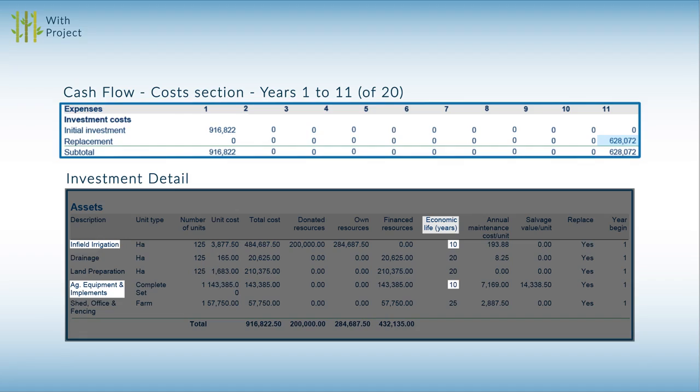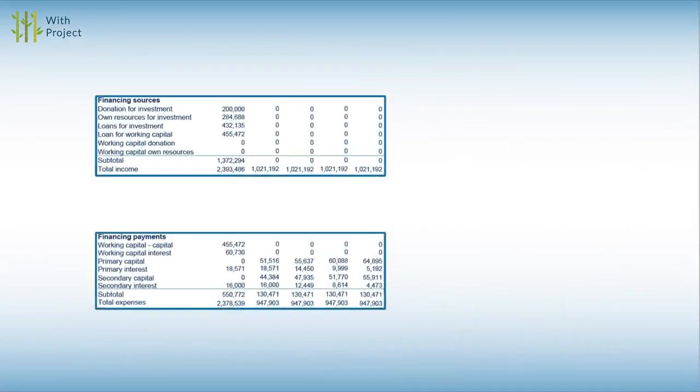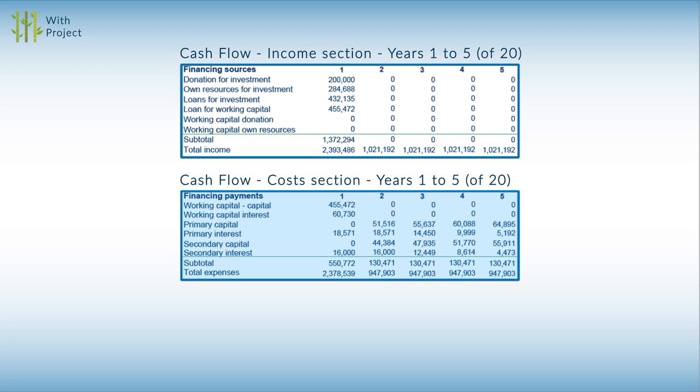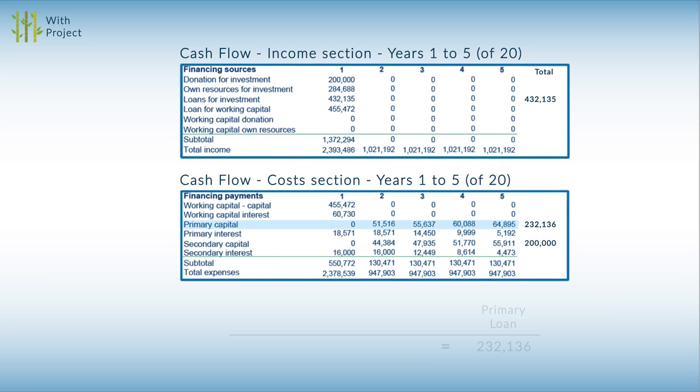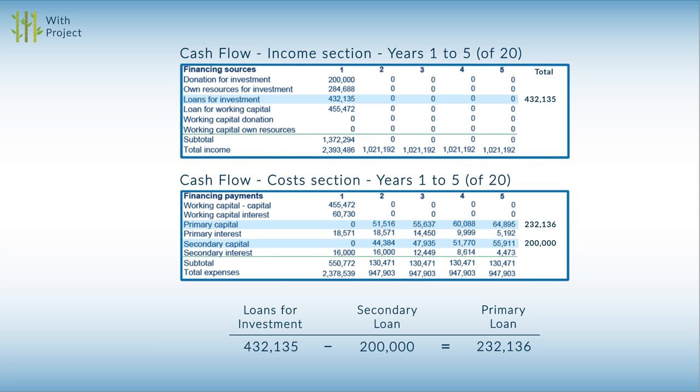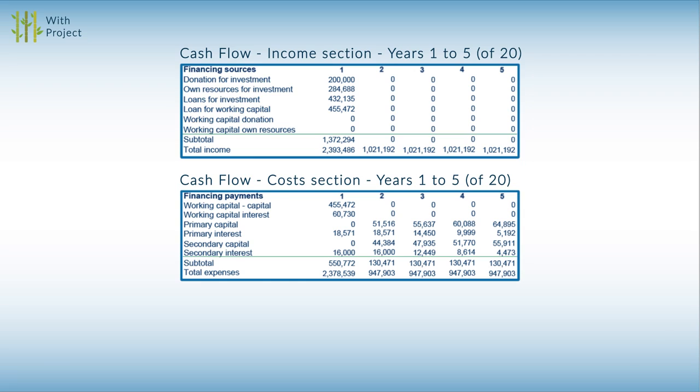The financing payments section includes the capital and interest payments on the working capital loan, the primary investment loan, and the secondary loan. The value of the primary loan is always equal to the total financing needed less the amount of the secondary loan. In this example, we note there is a grace period of 1 year given to capital payments for both primary and secondary loans.